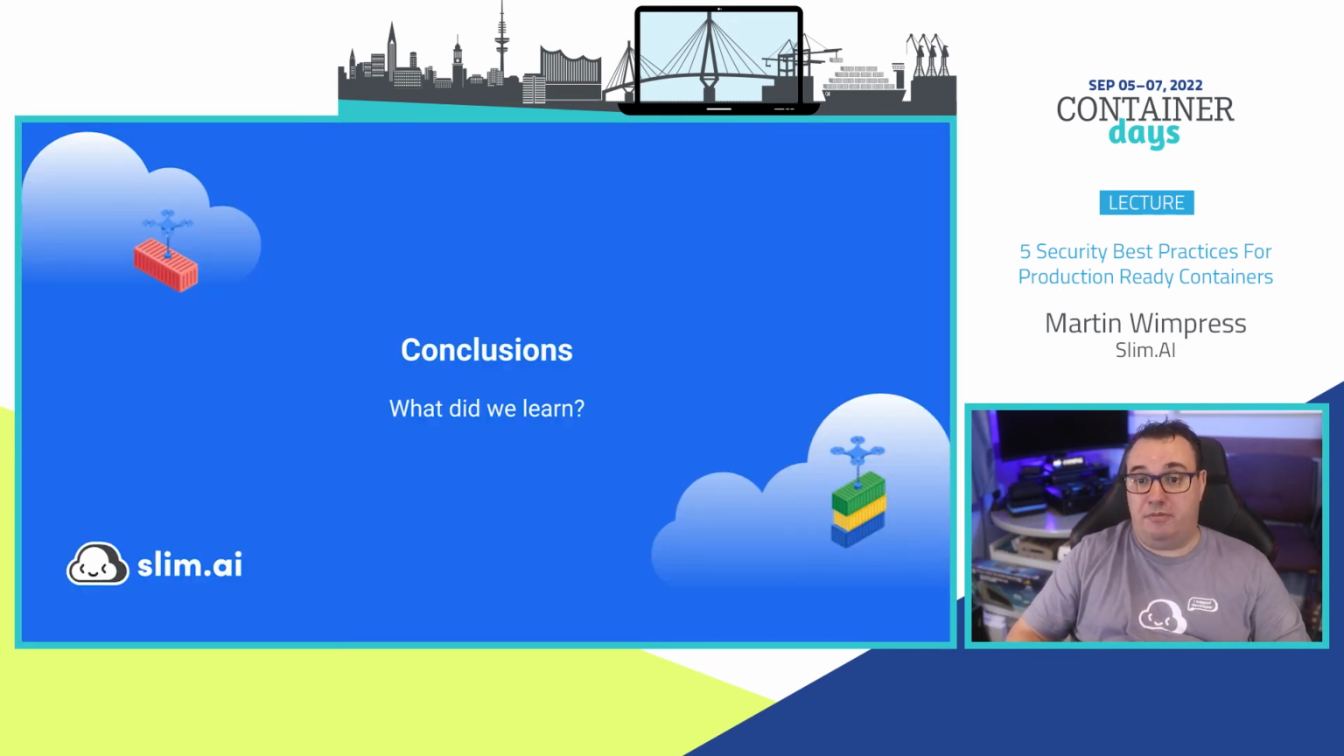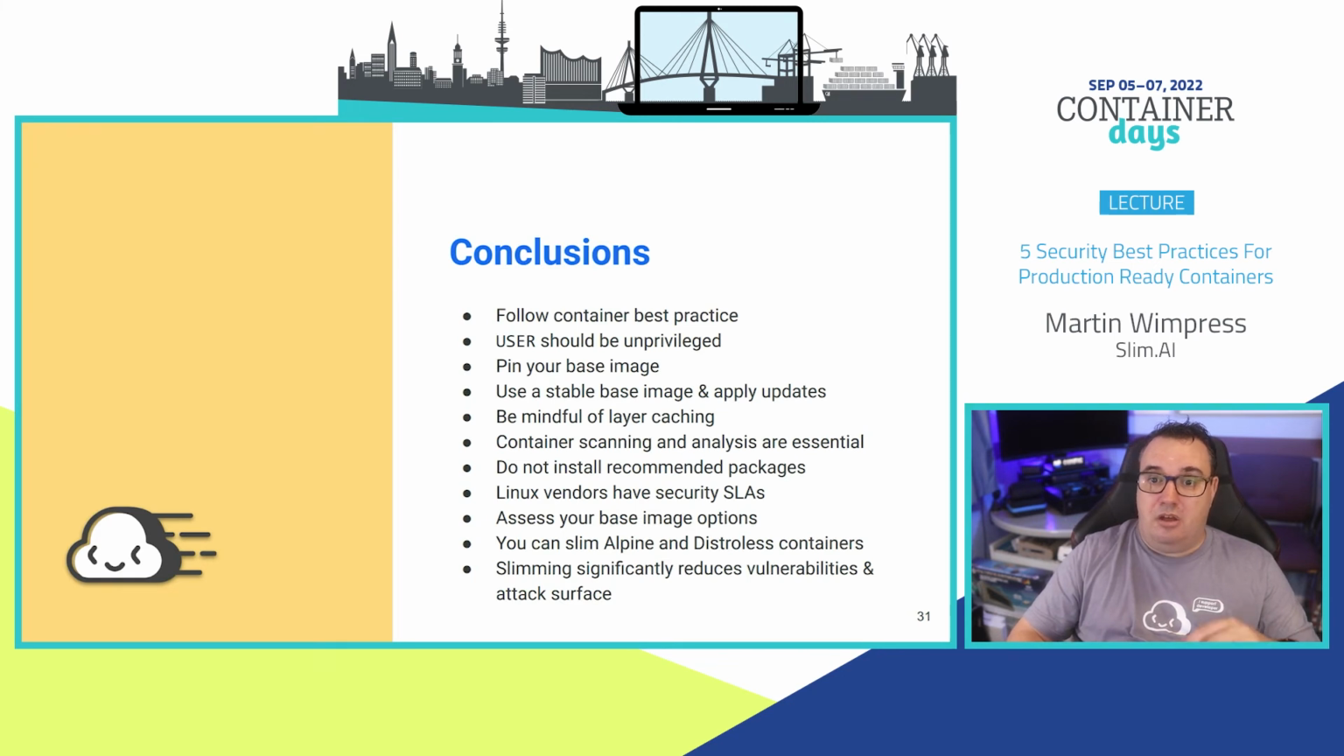So let's take a look at what we've learned. Following container best practice will set you up for success. Good quality Dockerfiles are the place to start. Always run internet-facing apps and services via unprivileged user accounts. Pin your base images. Use a stable base image and apply updates. Be mindful of layer caching, introducing potentially insecure packages into your container images.